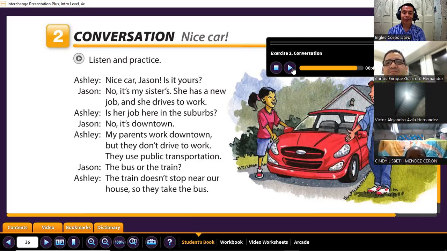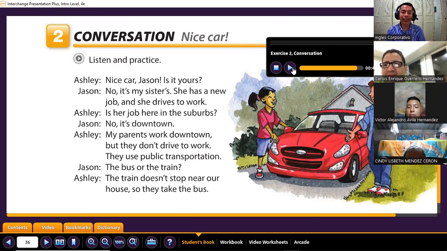Nice car, Jason. Is it yours? No, it's my sister. She has a new job and she drives to work. Is her job here in the suburbs? No. Suburbs. No, it's downtown. My parents work downtown, but they don't drive to work. They use public transportation. The bus or the train? The train doesn't stop near our house, so they take the bus. The bus. Thank you very much.